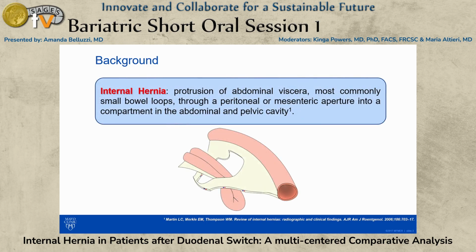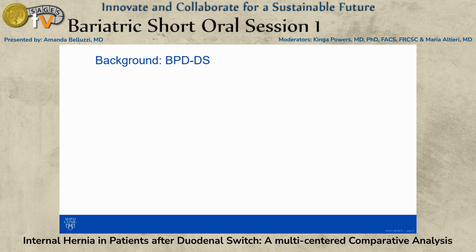First of all, we have to give a definition of internal hernia. Internal hernia is a protrusion of abdominal viscera, most commonly bowel loops, through a peritoneal or mesenteric opening into a compartment in the abdominal and pelvic cavity.